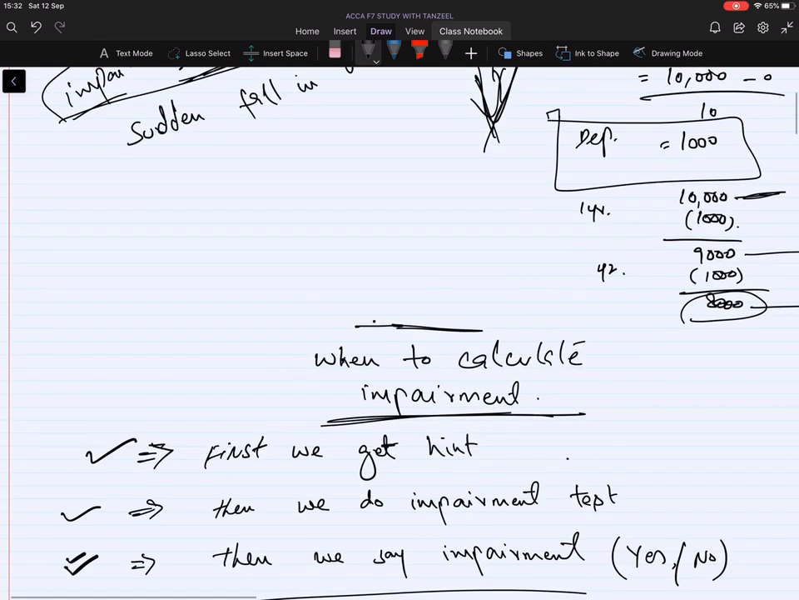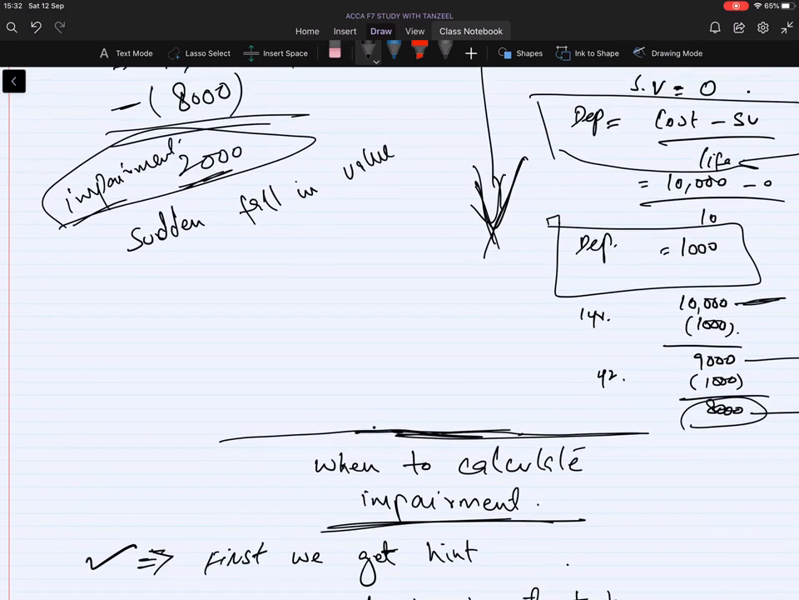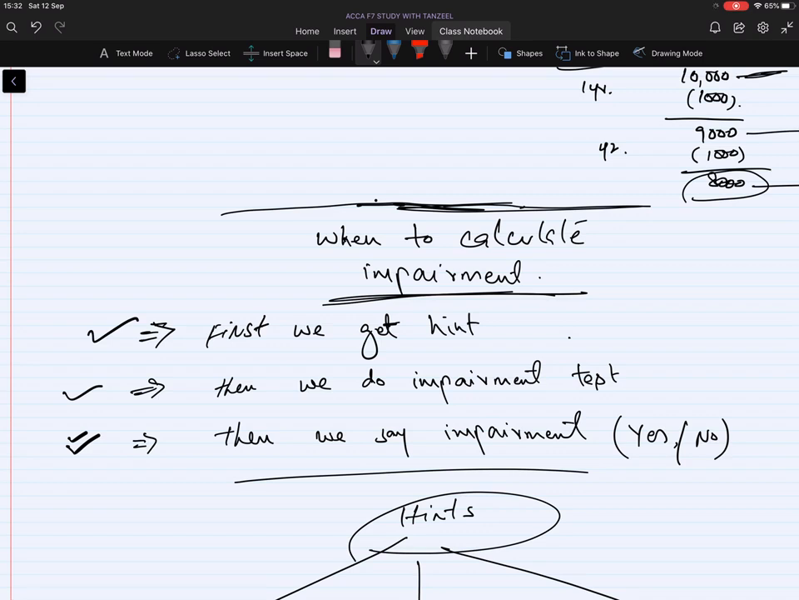So when do we calculate impairment? When we see there is a need, we need to calculate impairment. There are three steps. First we get the hint, meaning first we get the hint that we need to calculate impairment. We cannot say let's do an impairment test on this or on the other plant and machinery. No, first we get the hint.